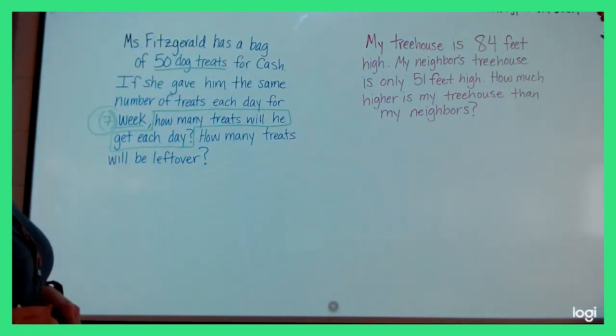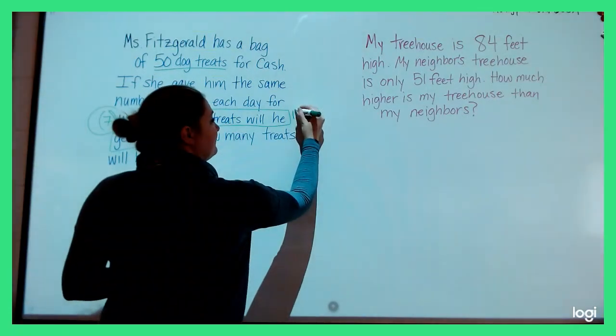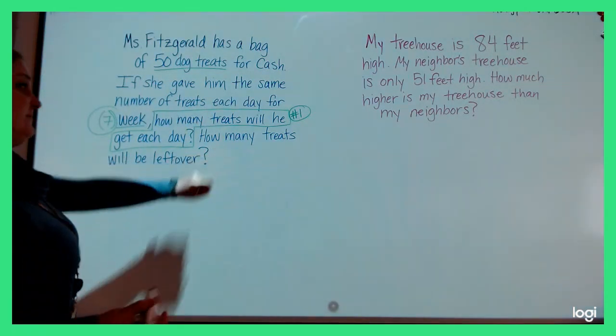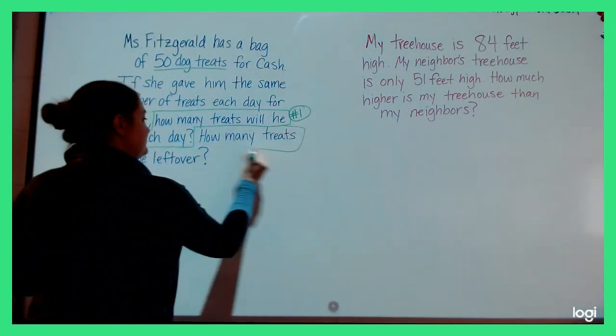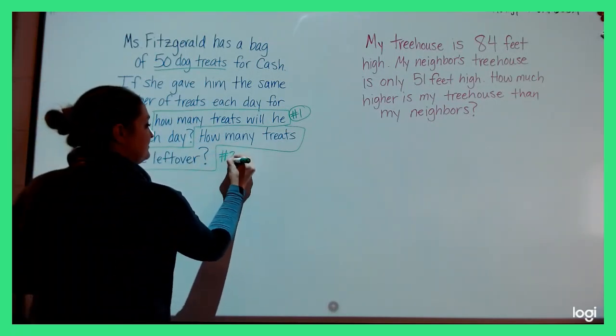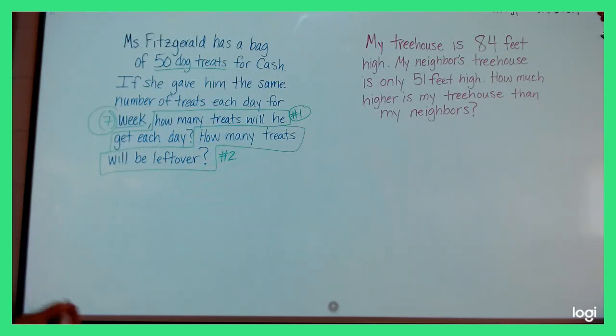And then our question says, how many treats will he get each day? Okay, that's our first question. So I'm going to put a number 1 here. Helps me to remember I have to do 2 things. My second question, how many treats will be left over? Okay, we have 2 questions. So I wrote that 2 there.